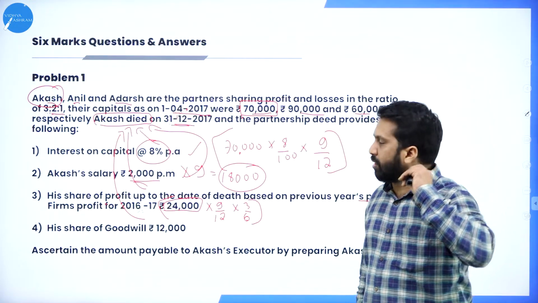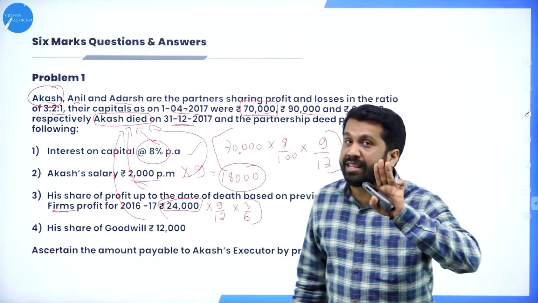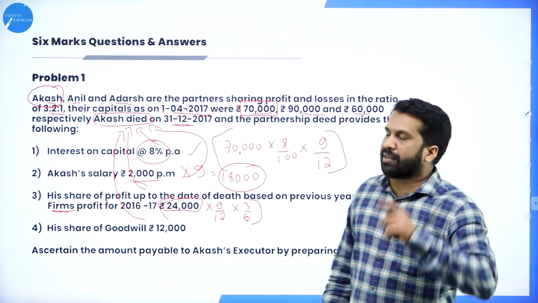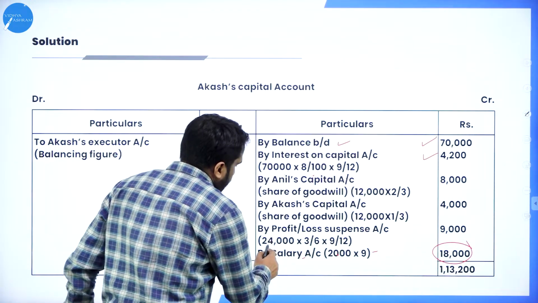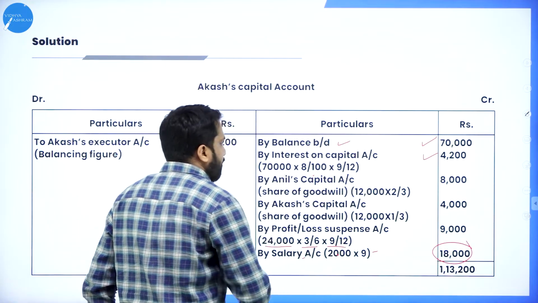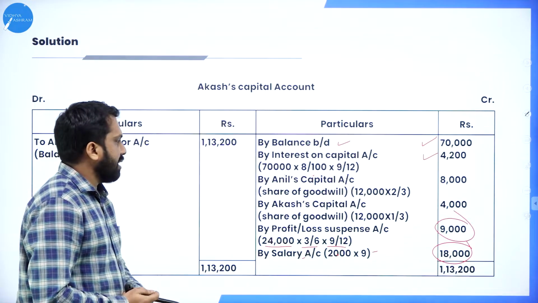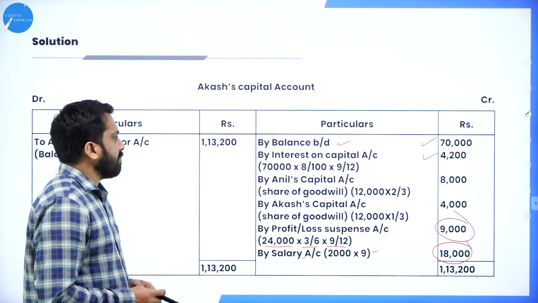Wherever they have mentioned that of the firm, it means it belongs to all 3 partners. We don't want all 3 partners, we want only one partner. So it will be how much? 24,000 into 3 by 6 into 9 by 12. You will get the answer of 9,000. Hope you are clear. Yes. Then again I'll go for the next one.